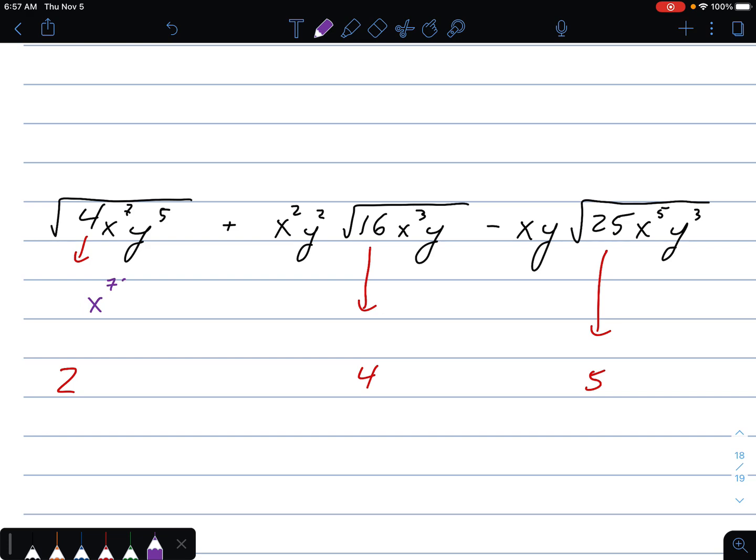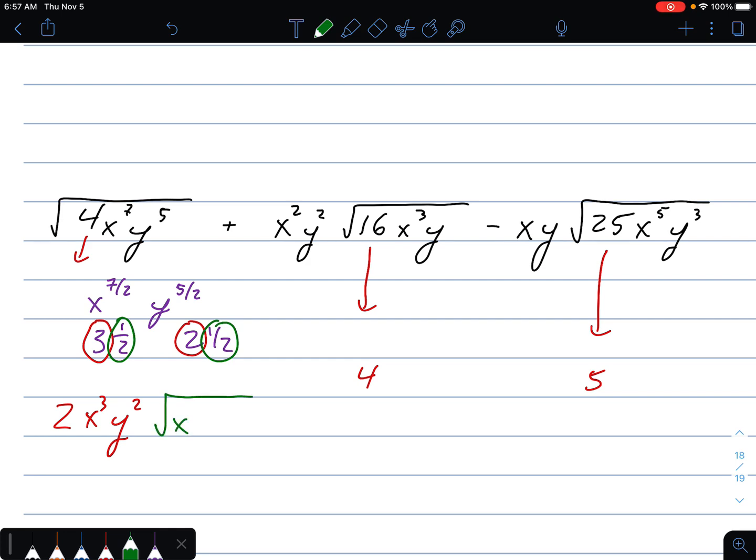So here's my x to the 7 over 2, and my y to the 5 over 2. Over 2, because that's my index. This becomes 3.5, and this becomes 2.5. So as we've seen, 3 comes out, 2 comes out for my x and my y. So I have x to the 3rd, y squared. And then I have 1 that stays inside for x and 1 for y. X to the 1, y to the 1, over 2, because my index is 2. So there's my first one simplified.